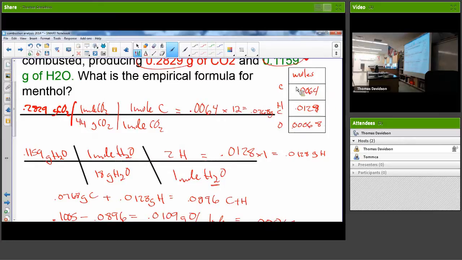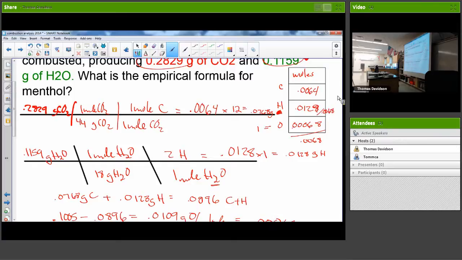Okay, now that I have these 3 values, I'm very close to my answer. What do we do once we have all 3 of the moles? I'm going to get rid of this. That's confusing for a second. I divide them all by the smallest answer. So this is the smallest answer, 0.0068. So O is going to be a 1, correct?